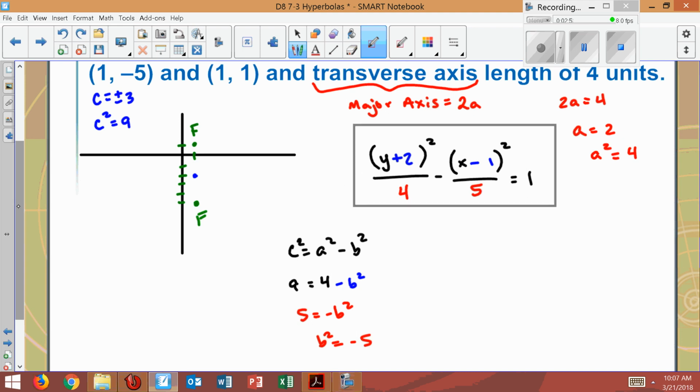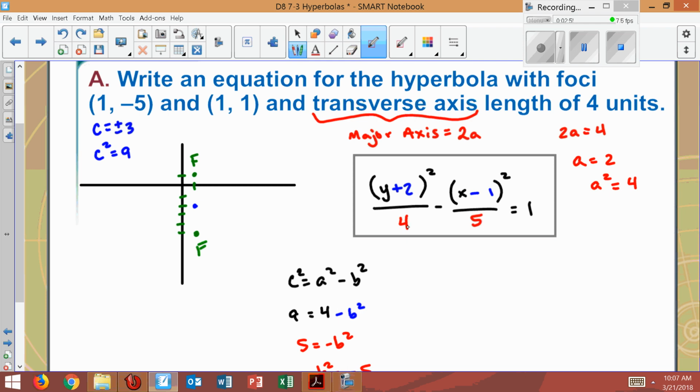Now, if you wanted to graph it, we could. You would know how far up the vertex is. You'd take the square root of this, so it'd be plus or minus 2. So I'd go up 2, and I'd have a vertex there. I'd go down 2, I'd have a vertex there. To know how wide the hyperbola is, you would take the square root of 5, which is about 2.4 something.